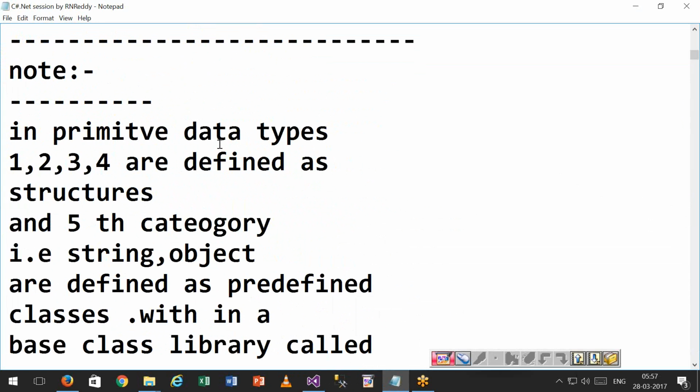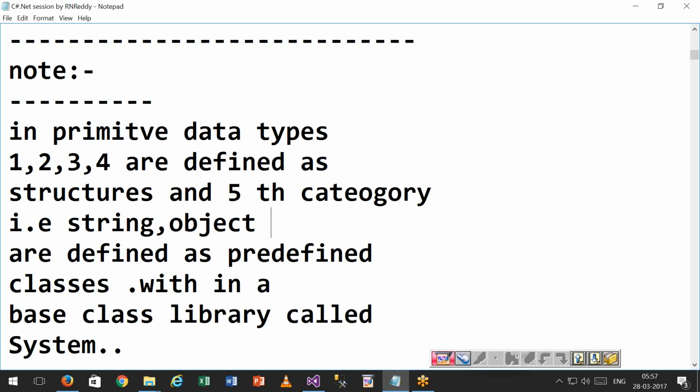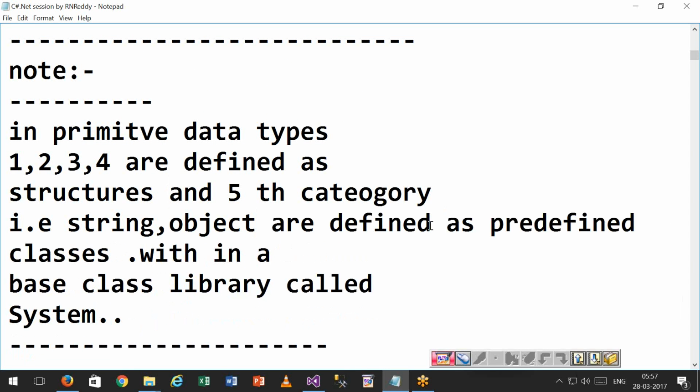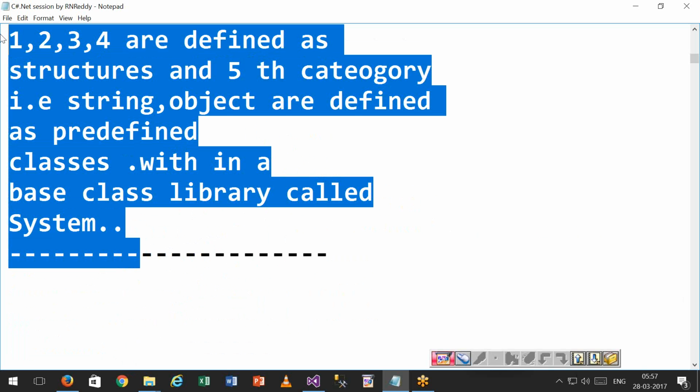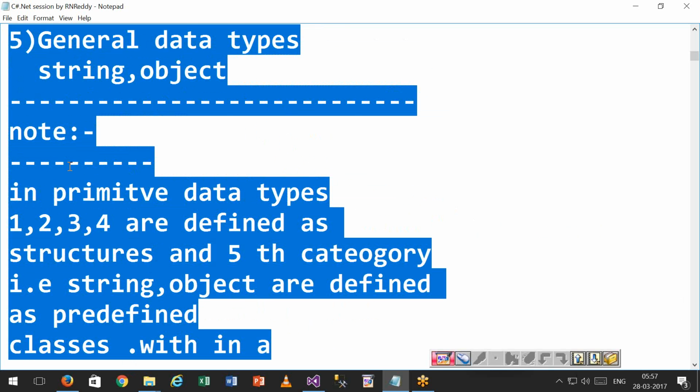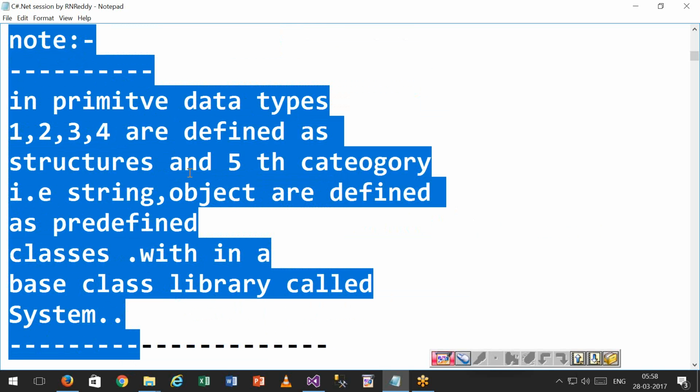Understood this point? Yes, sir. Go through this point for 2 minutes, all of you. Keep this point in your mind. Now I'm going to raise one question. You have to write on paper on this point.